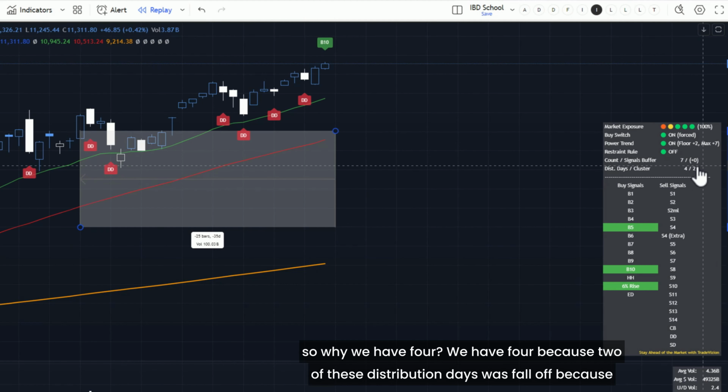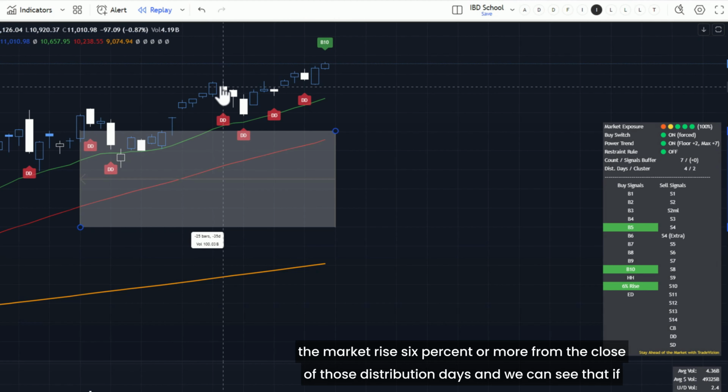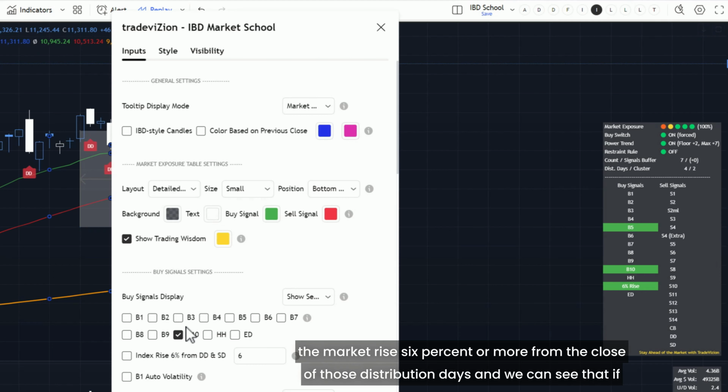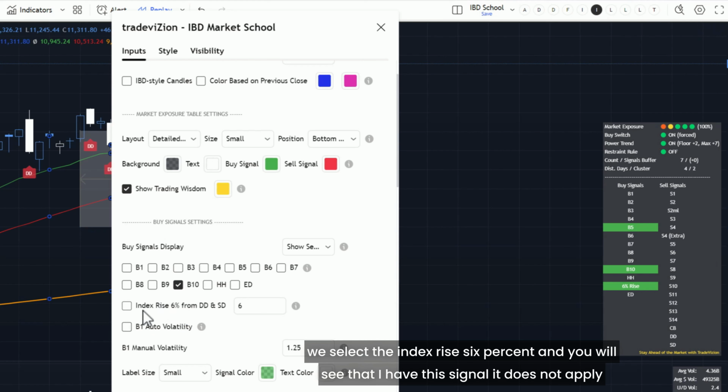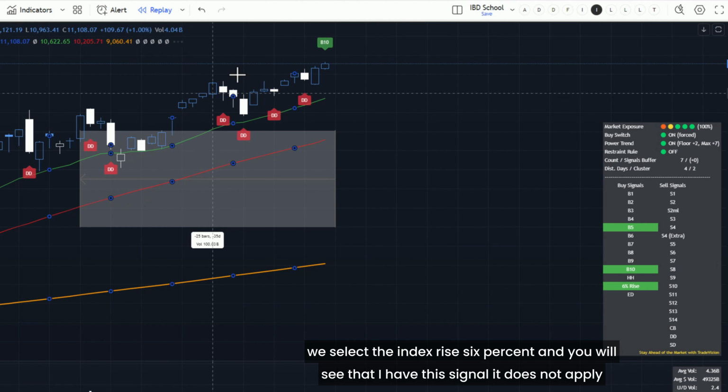So why do we have 4? We have 4 because 2 of these distribution days fell off because the market rose 6% or more from the close of those distribution days. And we can see that if we select the index rise 6%, you will see that I have this signal.